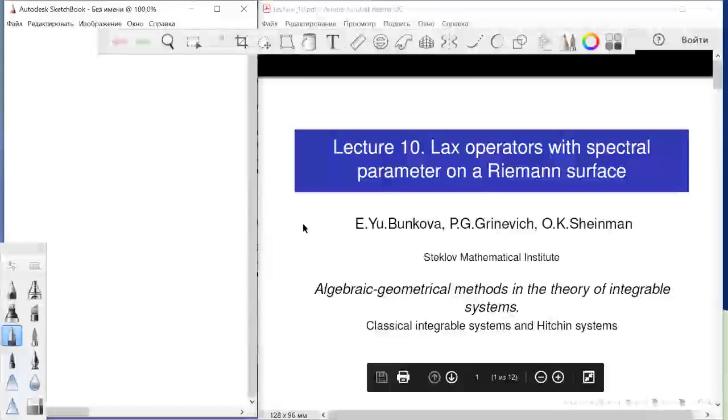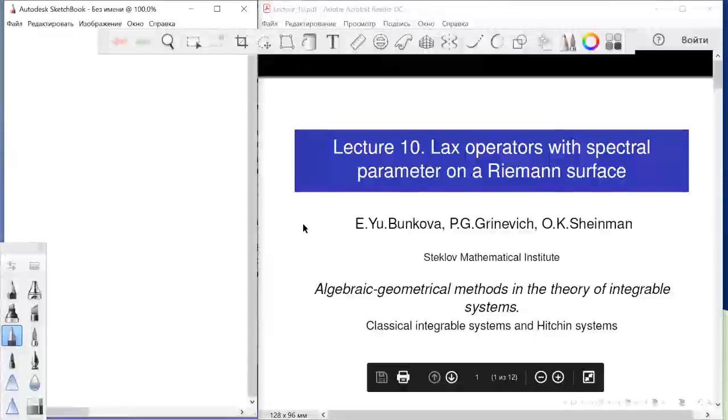Again, I start something new. The common subject of the last 3 lectures is the following: integrable systems with spectral parameter on a Riemann surface.